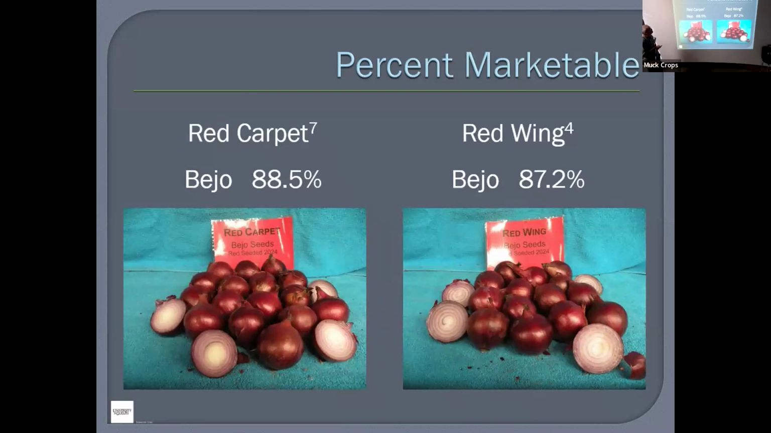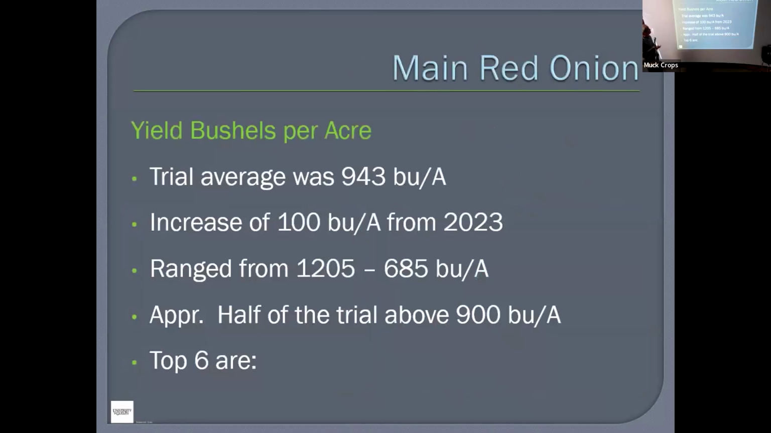As far as yield goes, the trial average, again, was kind of on the low side, just under 1,000. It increased by 100 from '23, which I was surprised to see also. It ranged from 1205 to 685. Approximately half the trial was above 900.